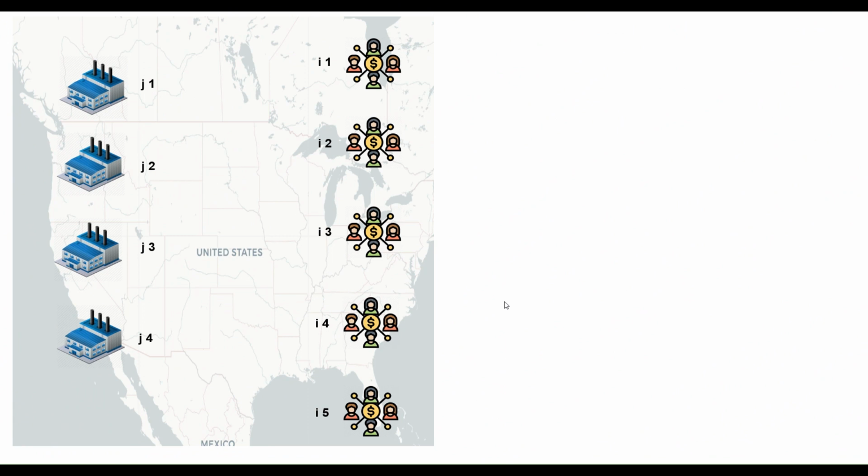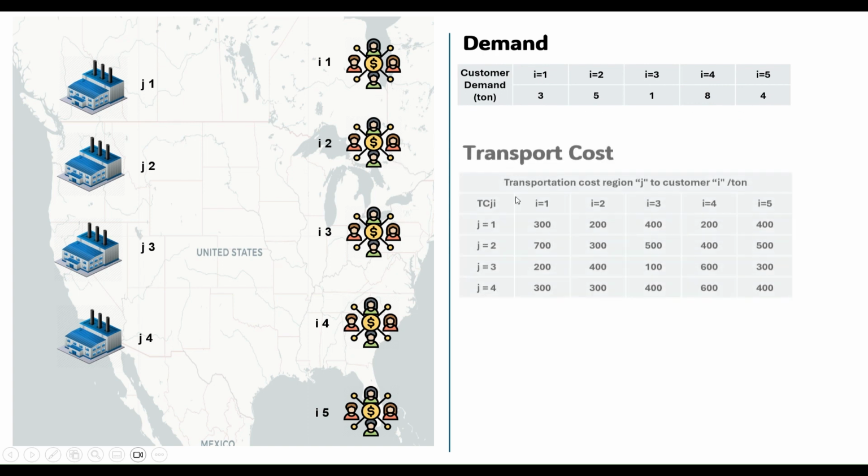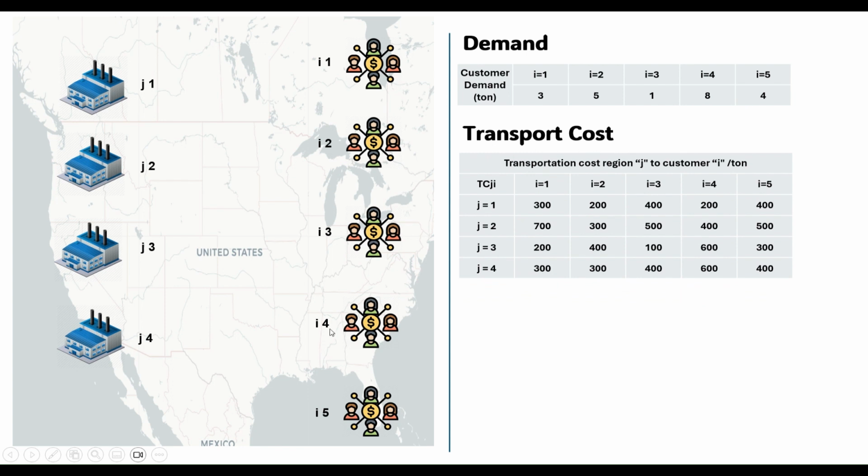So first, let's see what are the input variables given by the problem. So we have 4 potential locations and we have 5 customers. We have the demand for each of these customers. So customer 1, the demand is 3 tons and so on. And also we have the transportation cost between the facilities and the customers. So for example, the transportation cost from facility 1 to customer 1 is 300, and from facility 1 to customer 5 is 400, and so on.